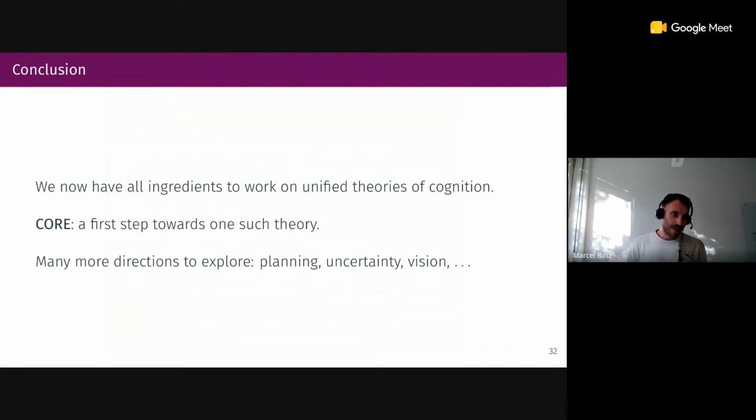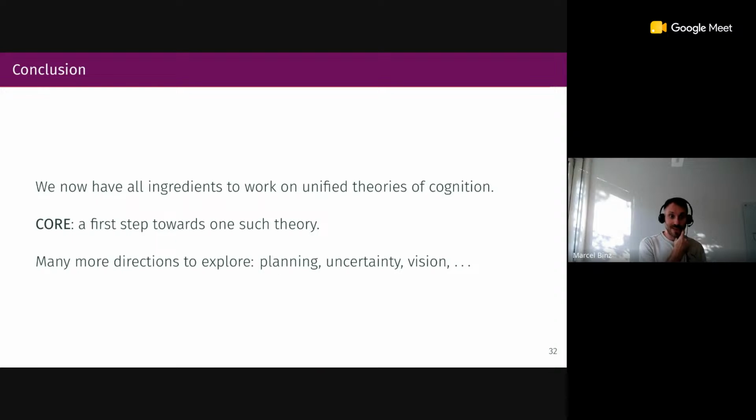So to wrap things up, I think we're now at a time where we have all the ingredients to work towards a unified theory of cognition, right? We have access to large-scale data sets, we have the computational architectures that can do this, and we have the compute to actually fit and train these models. So everything is there. I think it's a completely new time for the field to work on these theories. Quite exciting, I would say.